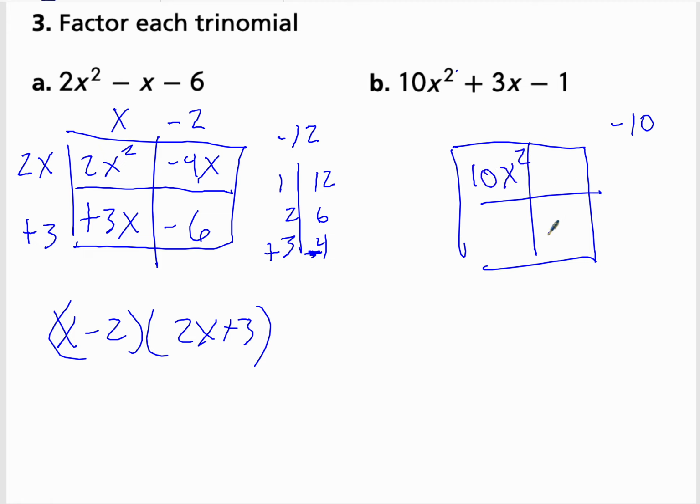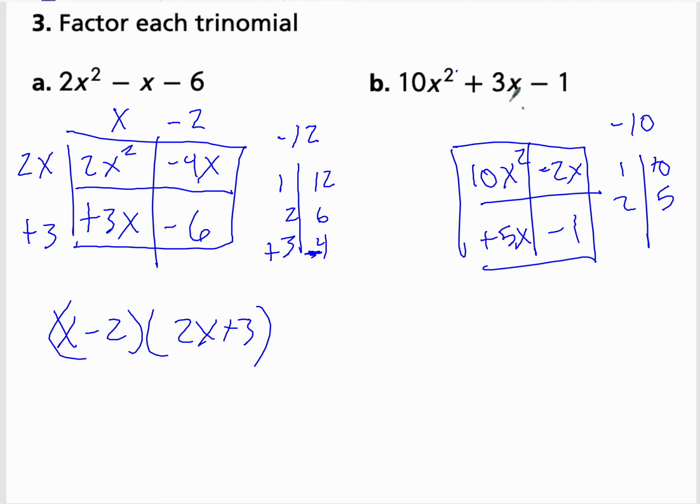(10x squared minus 1). And factors of 10 that multiply to 10 and add to 3. So it would be 1 and 10, 2 and 5. That's a tough one. So positive 5, negative 2. So negative 2x and positive 5x.